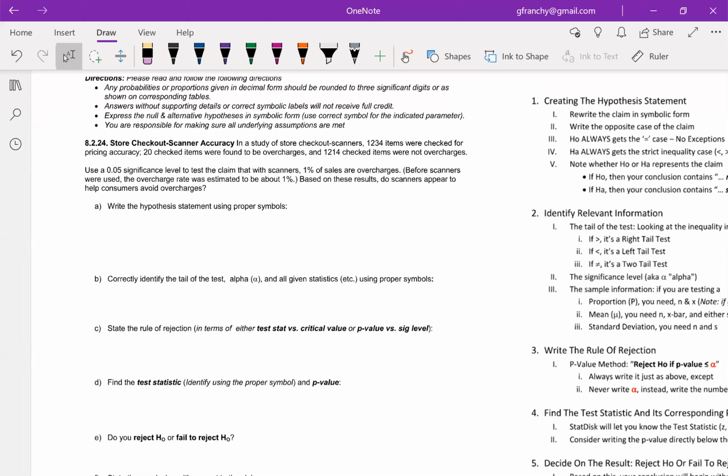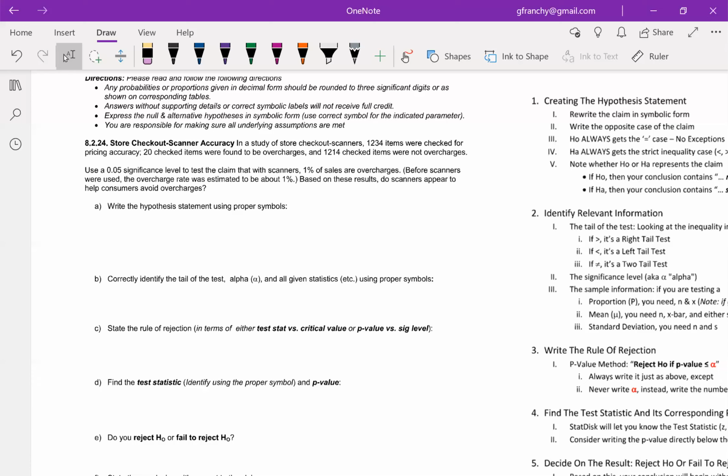the question. So our directions: any probabilities or proportions given in decimal form should be rounded to 3 significant digits or as shown on corresponding tables. So on table A2 for the normal distribution, it goes out 4 decimal places. That would be an acceptable way to write that. When you label things, you should be using the correct symbolic labels. If it's a sample mean, it's X bar. If it's a population mean, it's mu. And then when you write up the hypothesis, it should be using the correct symbols.